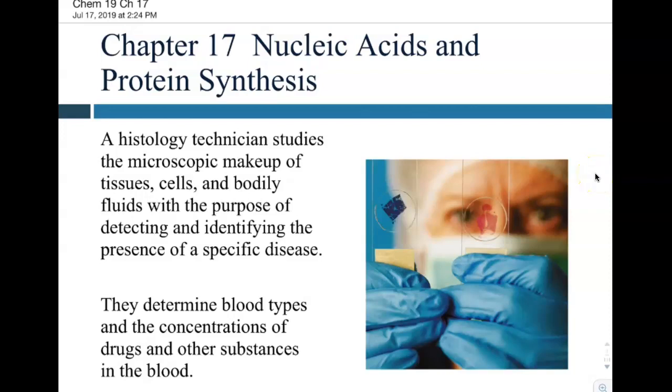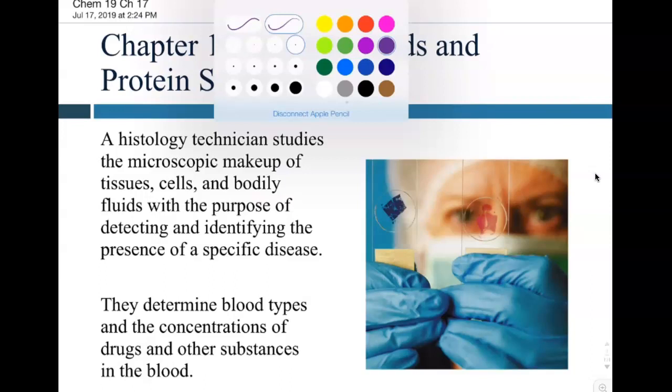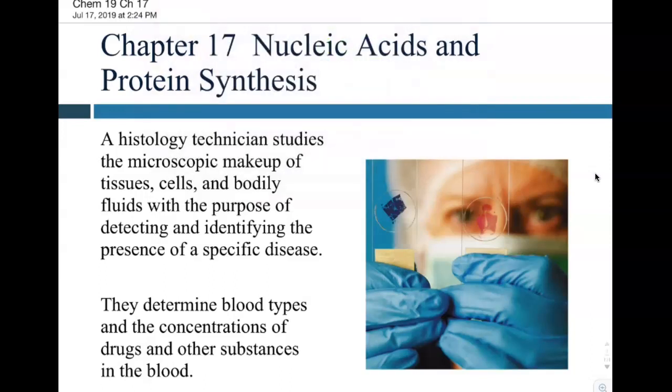So in our last video, we talked about proteins, what they do. Now we're going to talk about how to make proteins. So we're going to talk about protein synthesis. And proteins are synthesized by putting amino acids together, as you know from chapter 16. So how do the amino acids put together the protein? So how do we get that long peptide chain? And it comes from DNA and RNA.